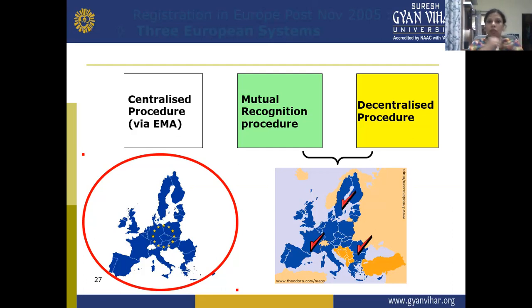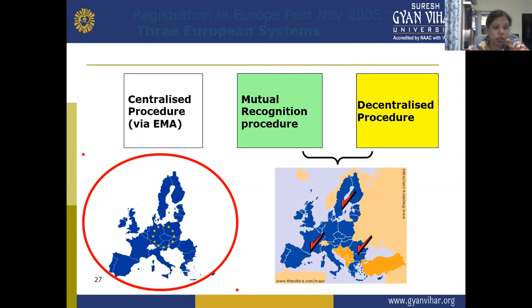Okay, so that is the European Medicines Agency, you have to submit directly to the EMA. After reviewing all the documents, the EMA will give you the certificate or provide you the authority for the marketing of that particular product. This type of marketing approval done by the EMA is eligible in all member states, so all 27 member states. Okay, this is the centralized procedure.